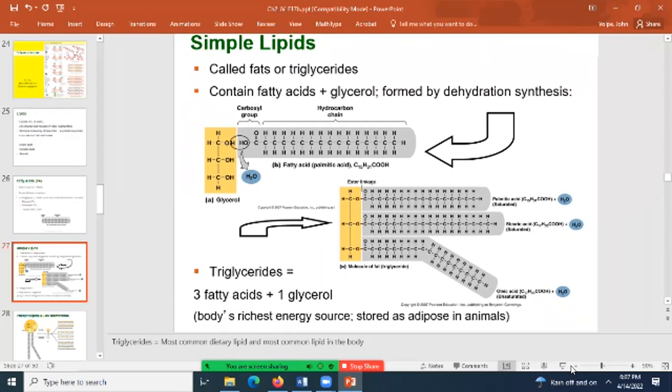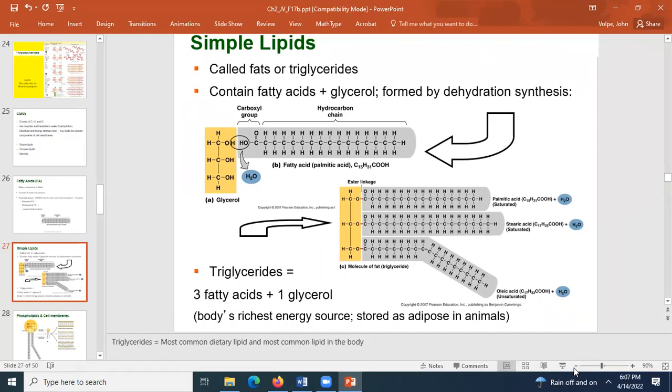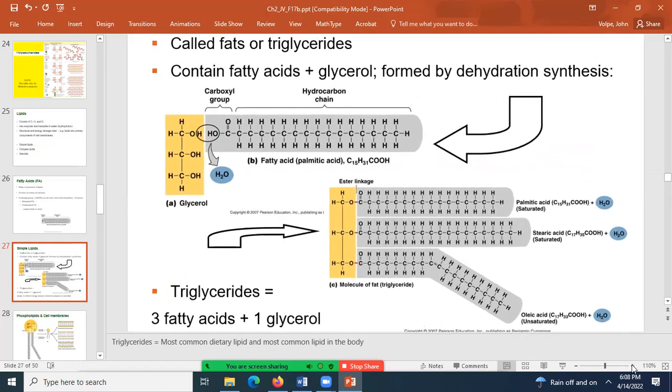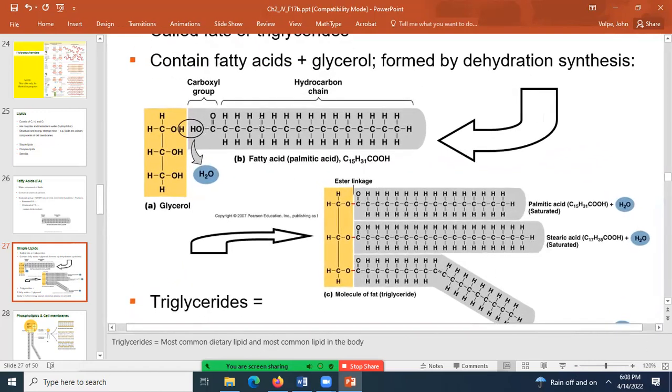The most common simple lipids in your body are called fats or triglycerides. They're called triglycerides because they have 3 fatty acid chains right here, right here, and right here attached to glycerol. So there's the fatty acid. Let me blow that up a little. There's the fatty acid chain.